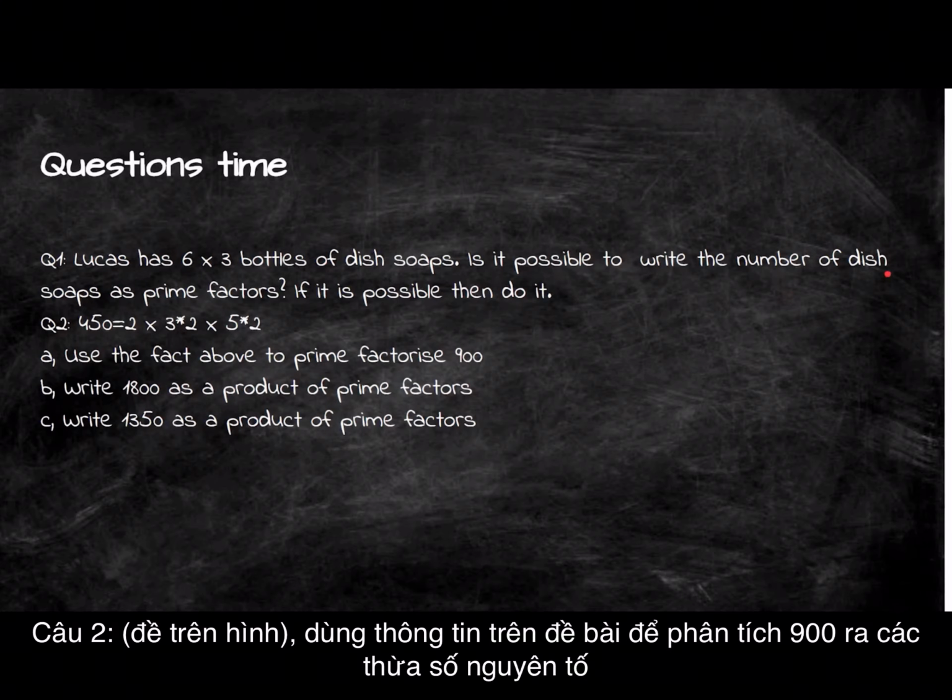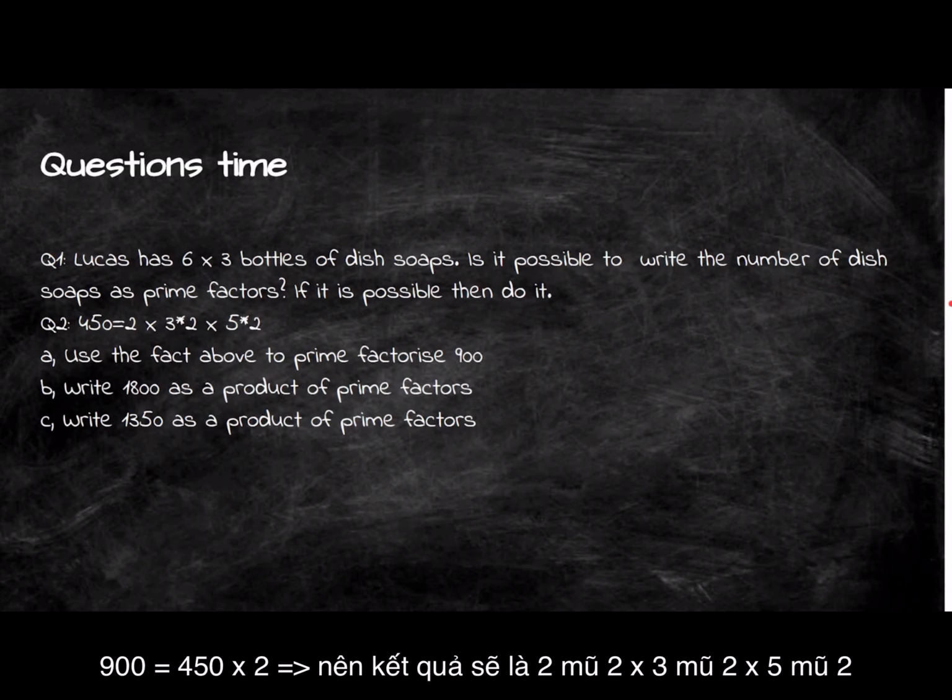Question 2. Use the fact above to prime factorize 900. We can see that 900 is twice as 450, so the prime factorization equation would be 2 to the power of 2 times 3 to the power of 2 times 5 to the power of 2.